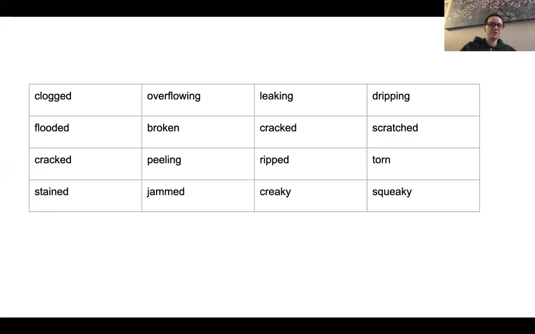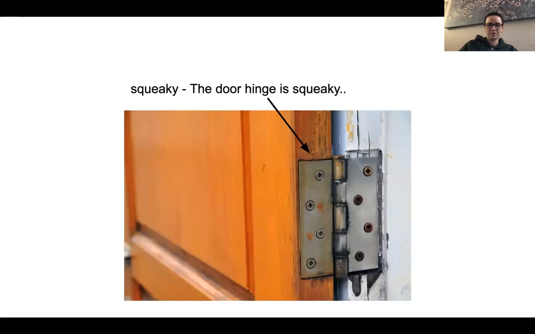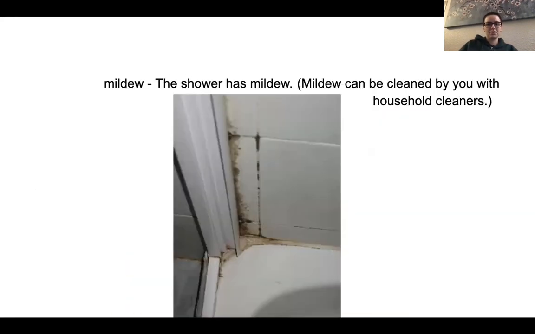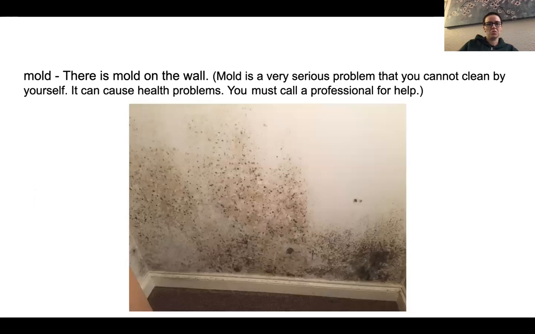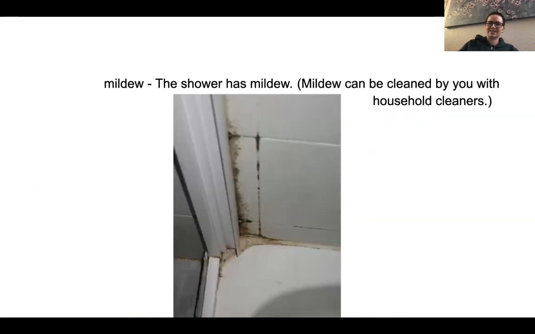M-O-L-D, mold. And the other one is mildew. Mildew. And again, mildew and mold. So those are what we're talking about. Again, mildew is the one you can take care of by yourself. Again, you don't want to let it get really bad. If you have a lot of mildew, that can be a problem too. Usually in most places it's a small problem. You can just clean it up on your own.